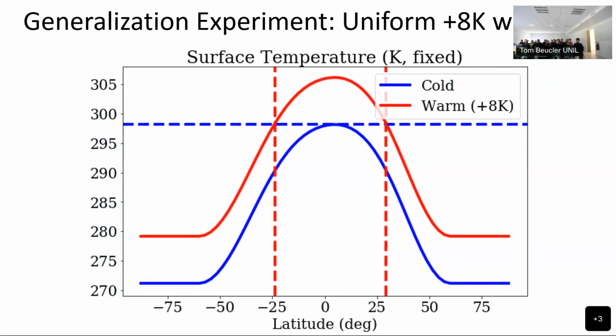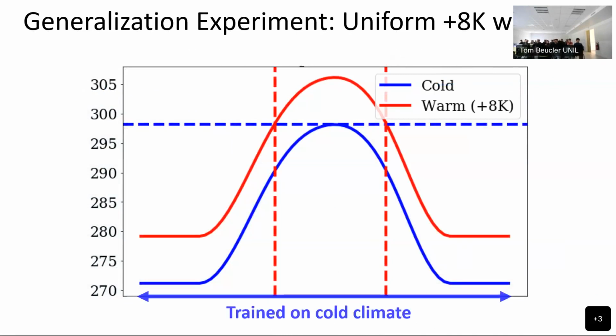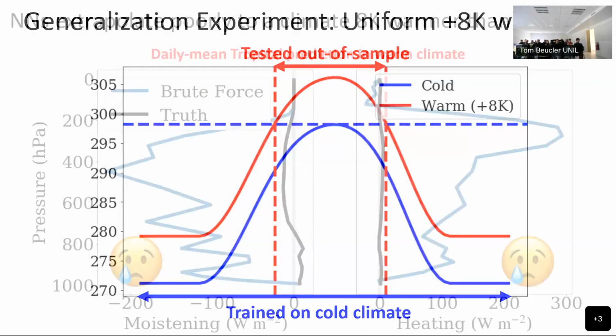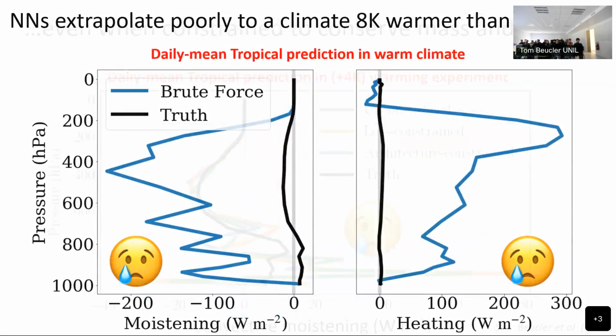So in the aquaplanet case, it's very clean because you can see that if we train on the cold climate and then we test on the warm climate, there's going to be an entire range of latitude in which the neural network or any machine learning model is going to be subjected to surface temperature conditions it has never witnessed during training. So here we have a very clear out of distribution generalization experiment. And we saw that it failed.